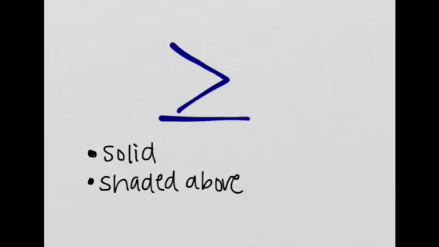So basically the greater than and the greater than or equal to symbols have the same shading, they just have different line types, so solid versus dotted, and the same goes for the less than and less than or equal to signs. So let's go through some examples to make sense of this.